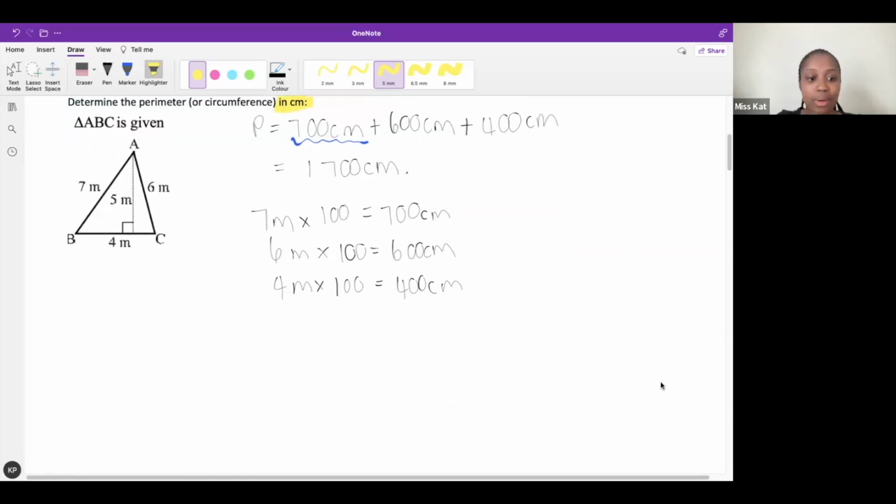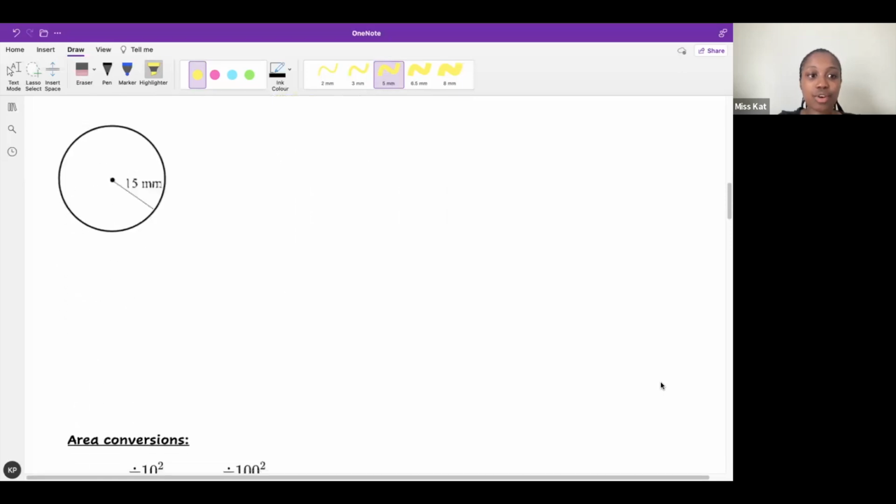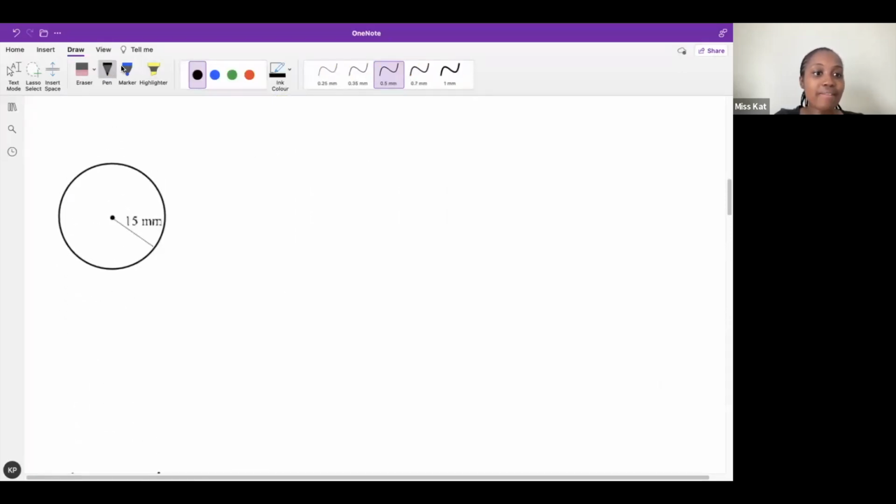I think we should do another one. Okay, now we have a circle. Remind me, how do you calculate the circumference of a circle? Circumference is the same as perimeter, by the way. It's the outside of a circle. Anyone?